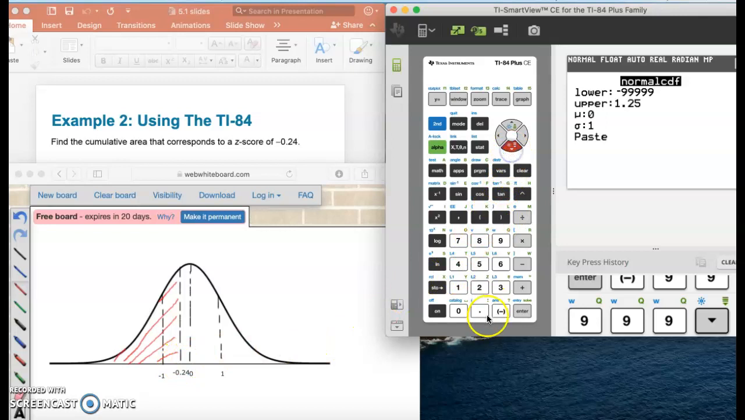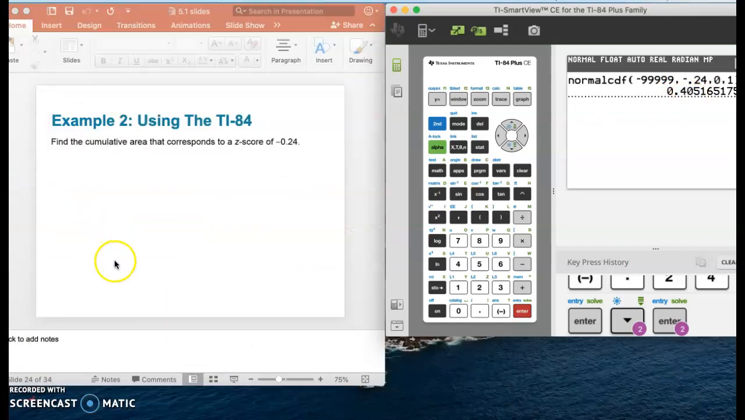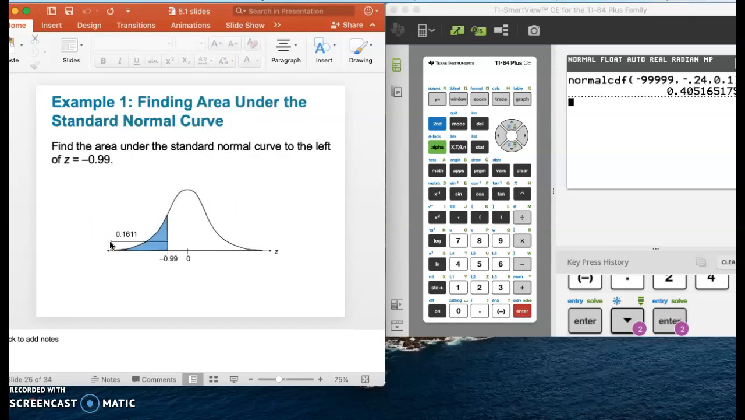The upper bound of the area that I've shaded is this -0.24. So for the upper bound, I'm going to type in negative. Remember to use the negative sign, not the minus sign. -0.24. And then enter. The mean is 0. We're in the standard normal, so the mean is 0 and the standard deviation is 1. So I'm going to leave those alone, arrow down to paste, and press enter. And then press enter one more time, and you can see the area is approximately 0.405, which is what I get on my PowerPoint presentation.